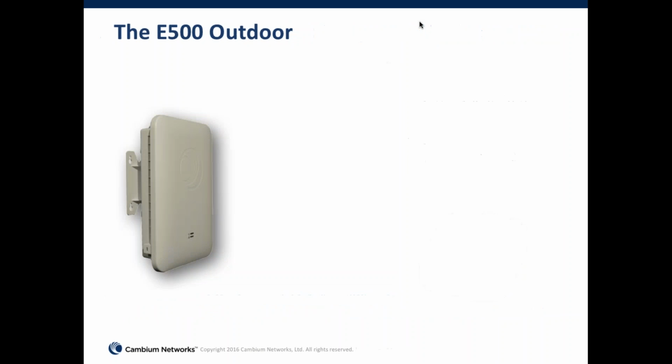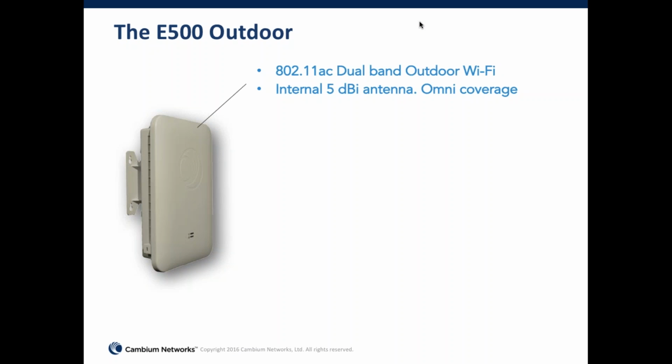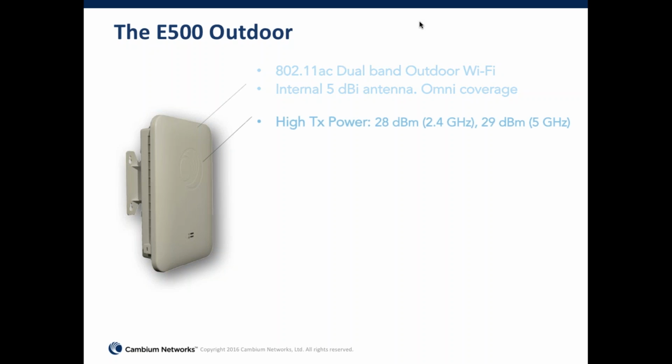The other product that's finding a popular application is our popular E500. The E500 has been out in the market for about the last 4 to 5 months, and its combination of price and performance has been very appealing for school deployments. This one is a dual band outdoor Wi-Fi with an omni coverage. It's designed to look like a flat panel, so you can always mount it flush against a wall, but it provides omni coverage. And it's got a very high transmit power, 28 dB and 29 dB of transmit power with a 5 dB omni antenna gain.